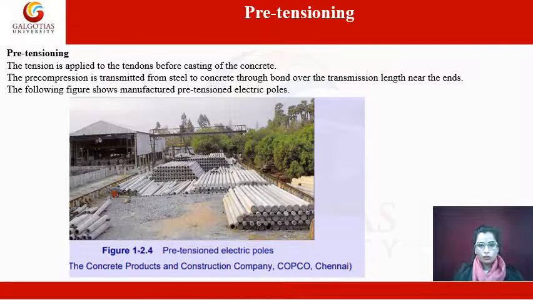So here you can see the pre-tensioning example. What is meant by pre-tensioning? As is clear from its name, we apply the tensioning in the tendons before placing the concrete. The pre-compression is transmitted from steel to concrete through bond over the transmission length near the end. Here you can see the example of an electrical pole, which is an example of pre-tensioned concrete.